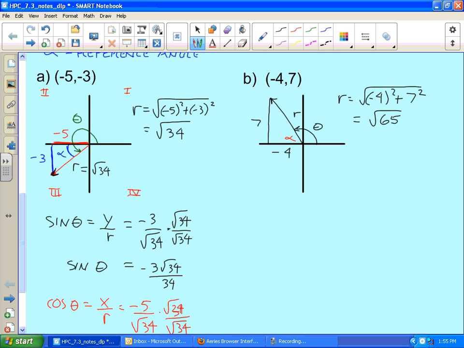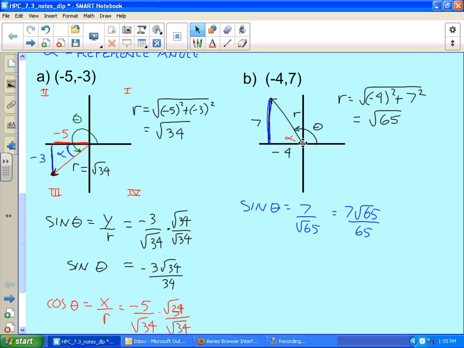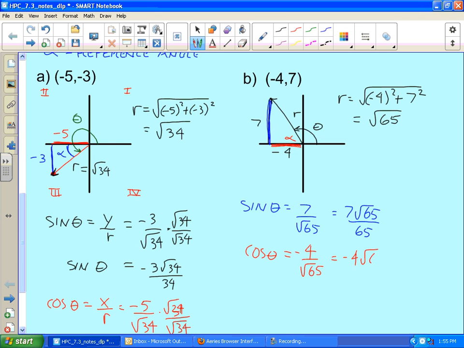Then we go find sine. Again, sine is measuring y over r. So sine of this theta angle would be 7 over the square root of 65, which becomes 7 root 65 over 65. Cosine measures the x of the triangle: negative 4 over root 65, or negative 4 root 65 over 65. How do you guys do? Get it?